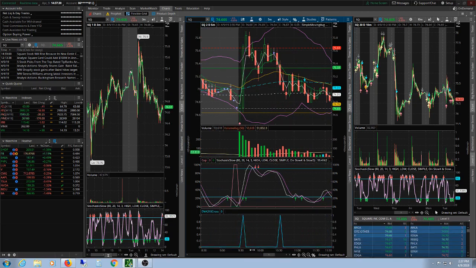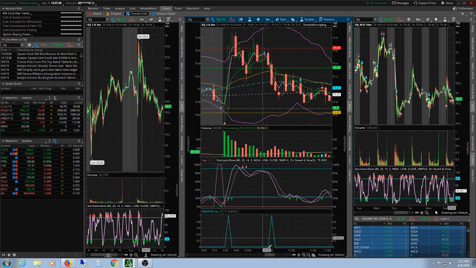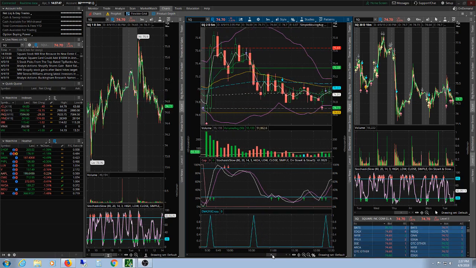Right here, bullish engulfing right at the open. And look at that big pop. That would have been a real nice hit there. I didn't trade it. I did see it, but I was busy looking at other tickers, so I couldn't really get into this one.